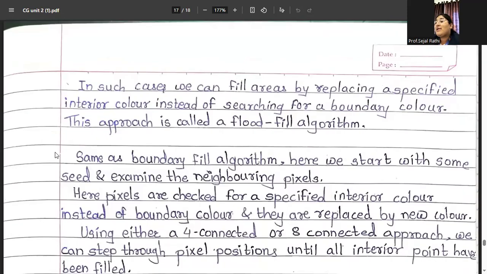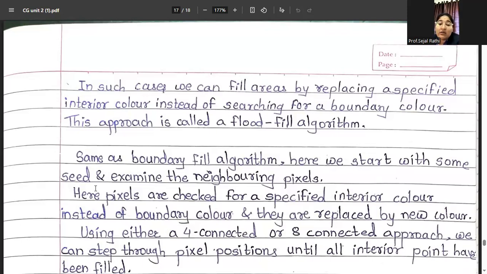So same as boundary fill algorithm, here we start the some seed and examine the neighboring pixels. आता जे आसपासचे जे पिक्सेल्स आहे आपण त्याला एक्झामाइन करतो. So the pixels are checked for the specified interior color. एक काही स्पेसिफिक इंटेरियर कलर साठी तो चेक करतो आणि बाउंड्री फिलला आपण साईडला चेक करतो तसं साईडला चेक न करता तो मध्ये चेक करतो इंटेरियर मध्ये चेक करतो अँड दे आर रिप्लेस्ड बाय न्यू कलर आणि जो कलर जर भेटत असेल जर तो तिथे सॅटिस्फाय असेल तर तो कलर चेंज होतो रिप्लेस होतो.